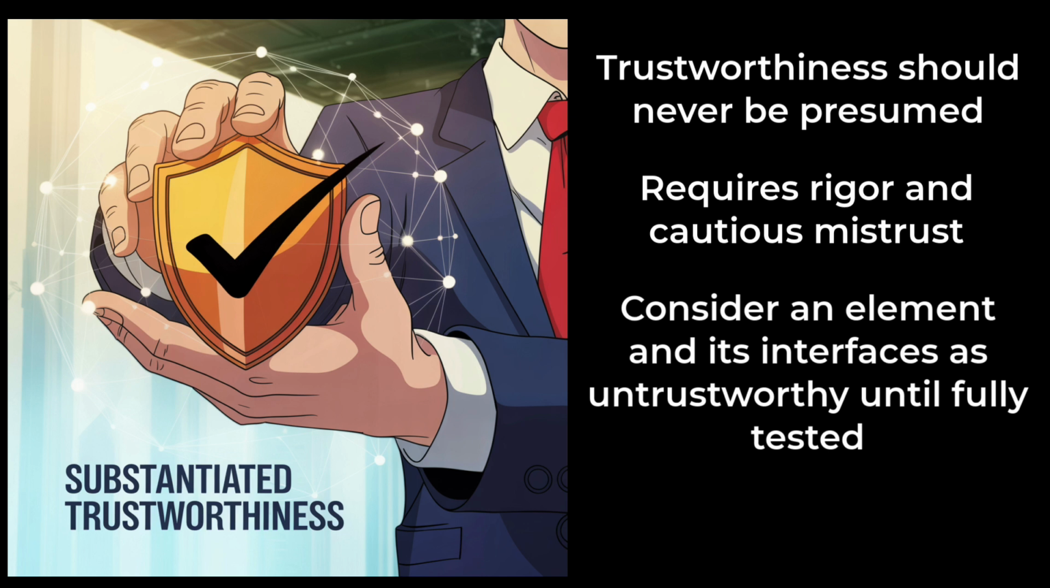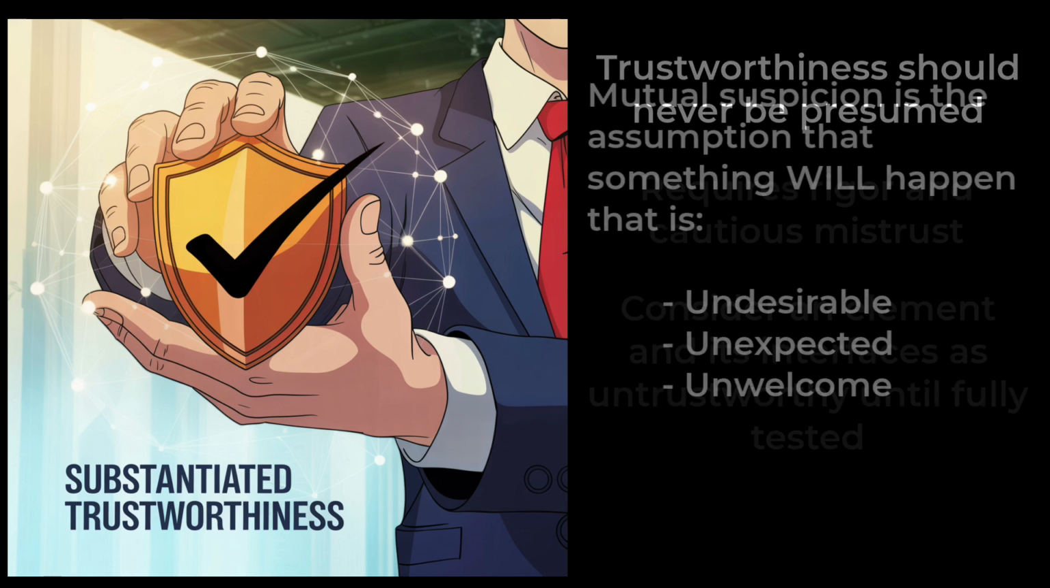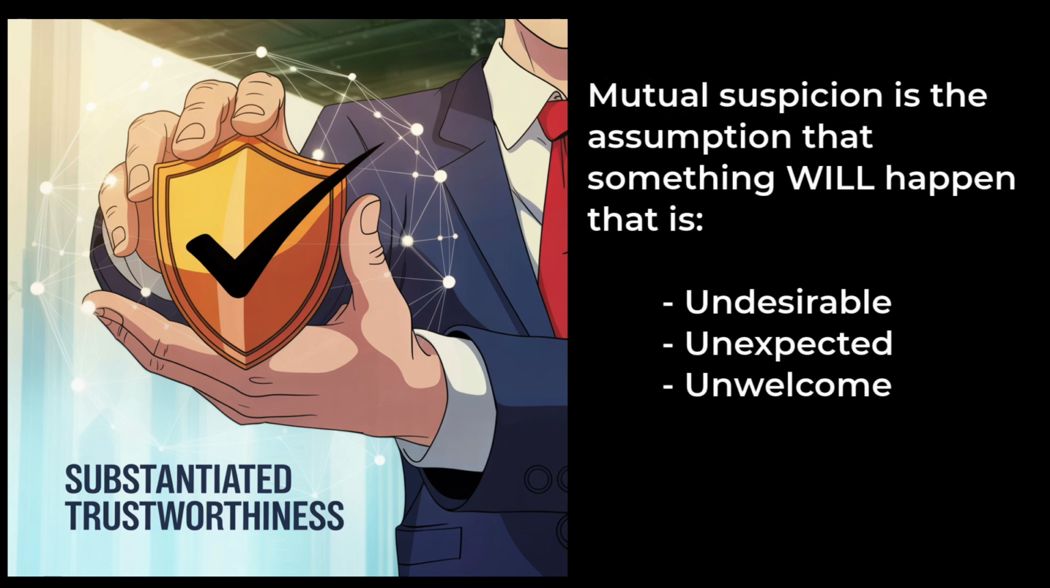A design mentality that treats all aspects engaged in the design context, that is, a system element, and the elements with which it interacts with mutual suspicion, is a hallmark of substantiated trustworthiness. Mutual suspicion like this reflects cautious mistrust, which is the belief that something undesirable, unexpected, or unwelcome is likely to occur. Every system component should be designed with a lack of confidence in itself or in interacting aspects.